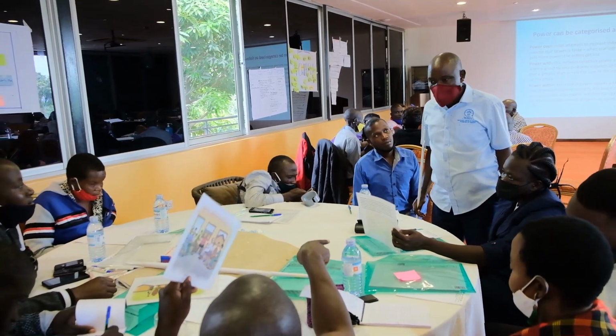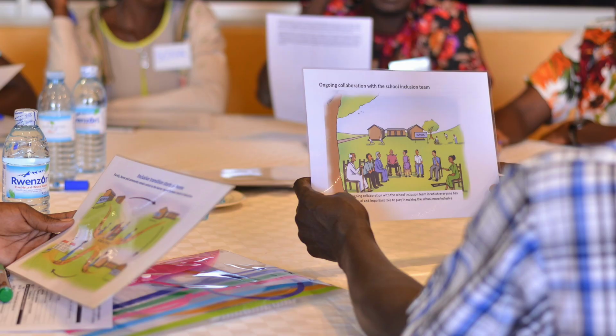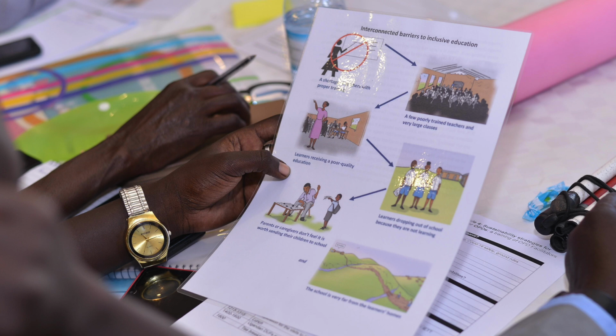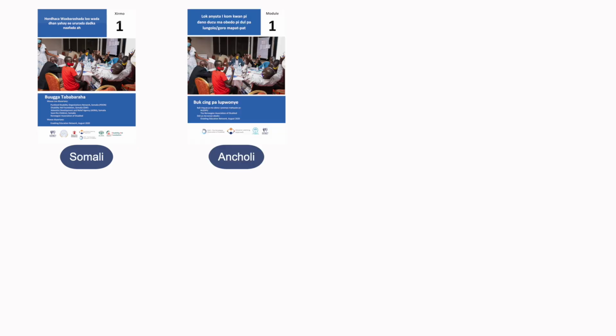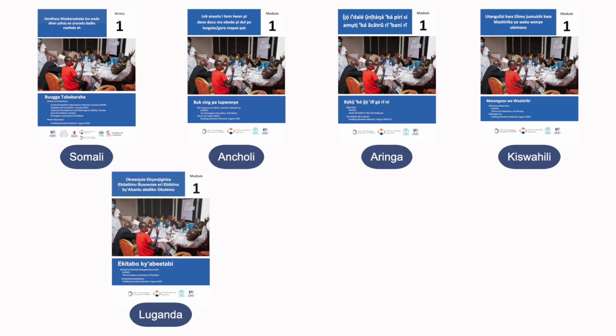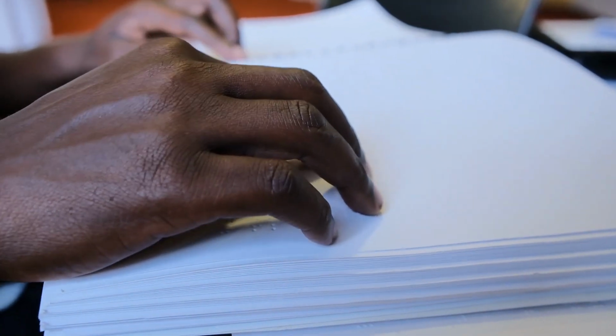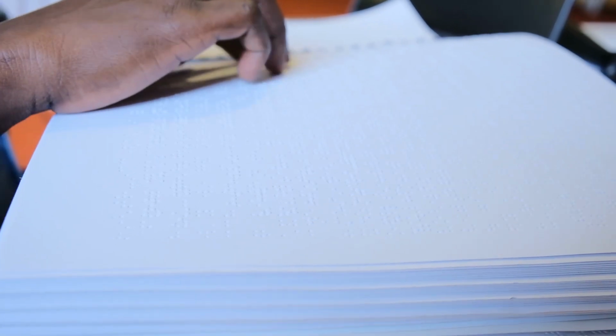Video clips and illustrations from a Ugandan artist have made the training modules more accessible for OPD members who have varied levels of literacy. The materials have been translated into multiple languages and produced in Braille. Sign language interpreters have attended every workshop.